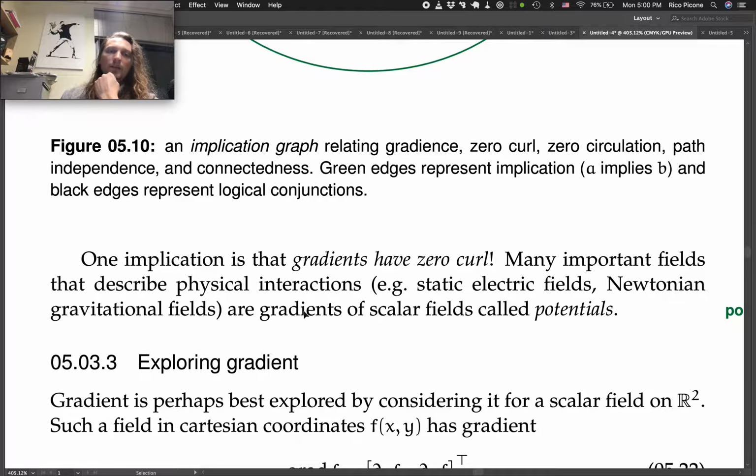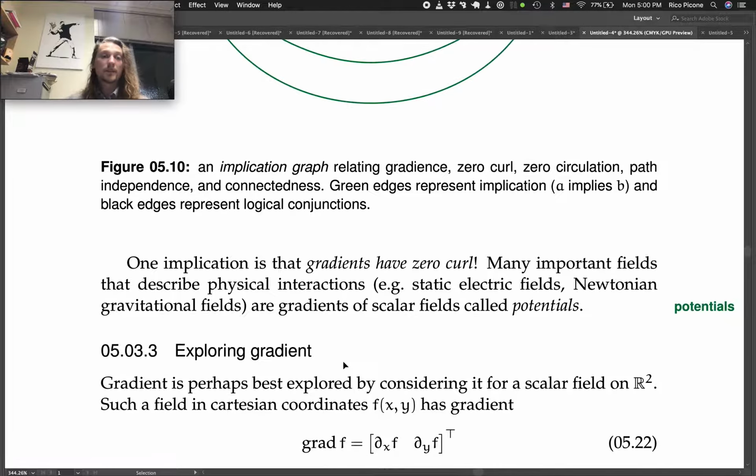Okay. One implication is that gradients have zero curl. Many important fields that describe physical interactions, for example, static electric fields and Newtonian gravitational fields, are gradients of scalar fields called potentials. We're going to revisit the potential of a Newtonian gravitational field when we look at some examples.